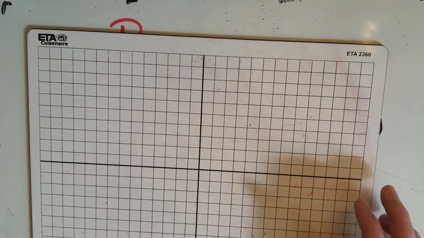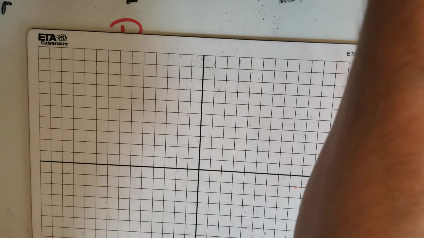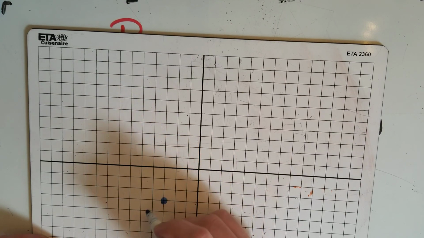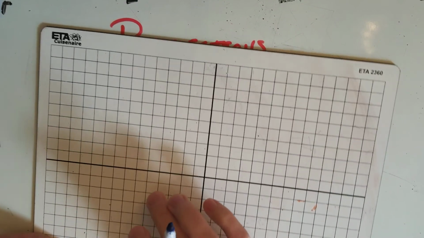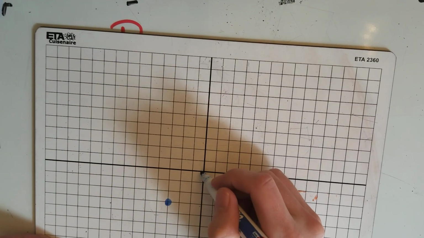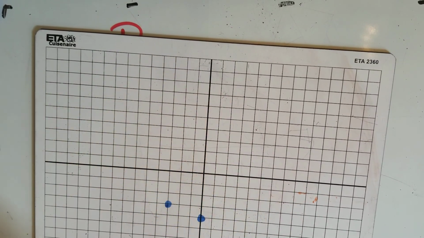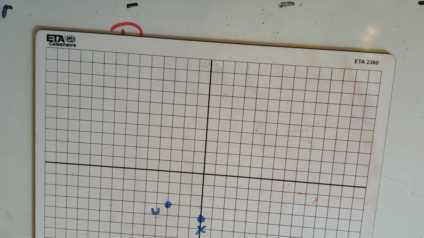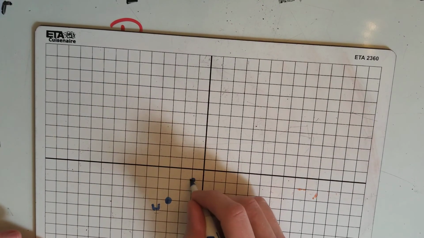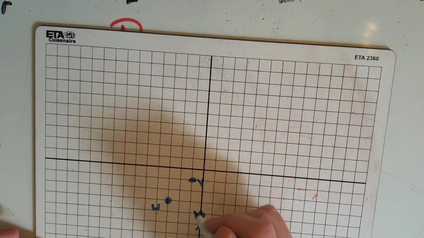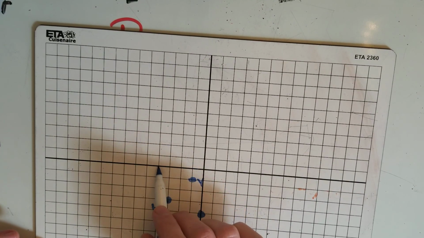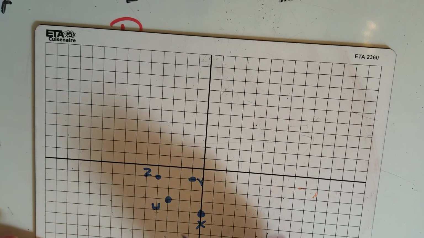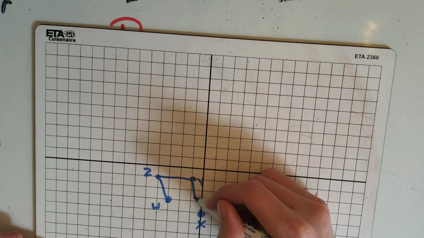So we're going to do an example together now. This example says, given the pre-image, W is (-3, -3). So this is W. And what else do we have? X is (0, -4). So this is X. Then we have Y is (-1, -1). That would be Y. And Z is (-4, -1). So right here is Z. So we have X, Y, Z, and W. So we have a quadrilateral, 4 sides, 4 vertices.